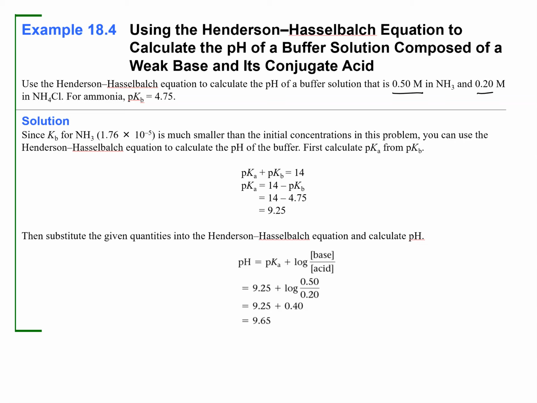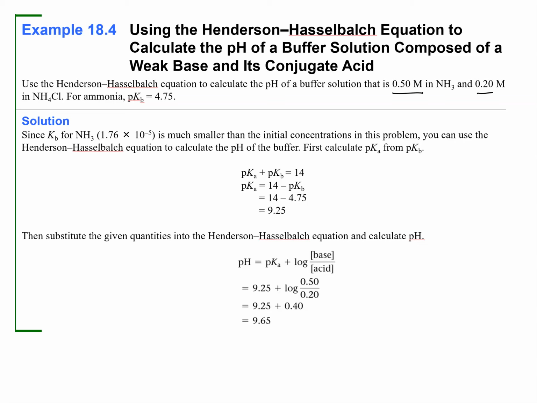And knowing that the pKb is 4.75 for ammonia, which is like pKa, but it's describing the Kb for ammonia. Since Kb for ammonia is 1.76 times 10 to the minus 5, this is going to be much smaller than any initial concentration we see in this, because that's many orders of magnitude lower than 0.50 or 0.20. We can easily use Henderson-Hasselbalch, and we can just set it up.